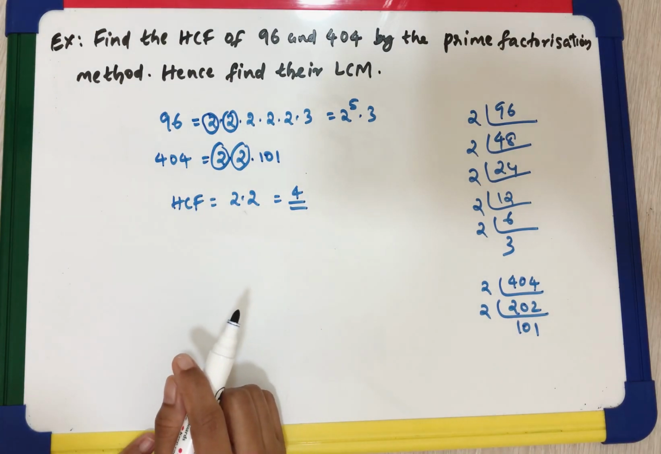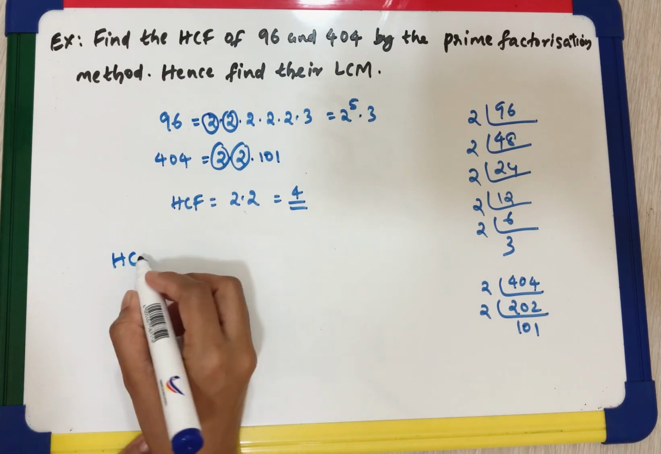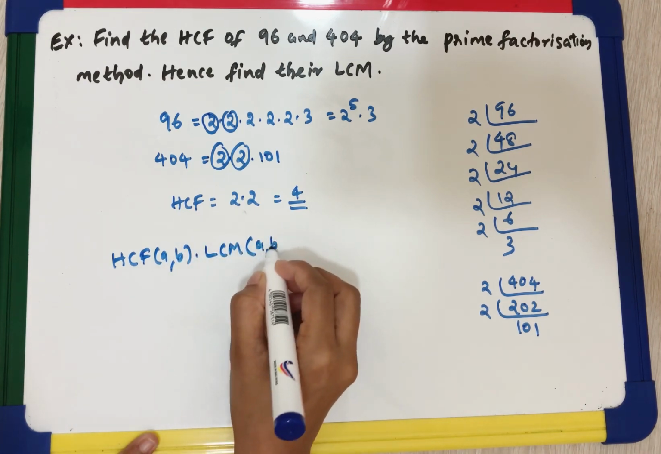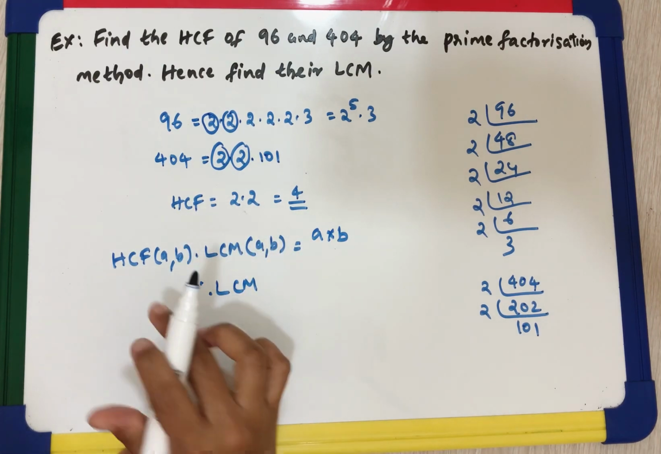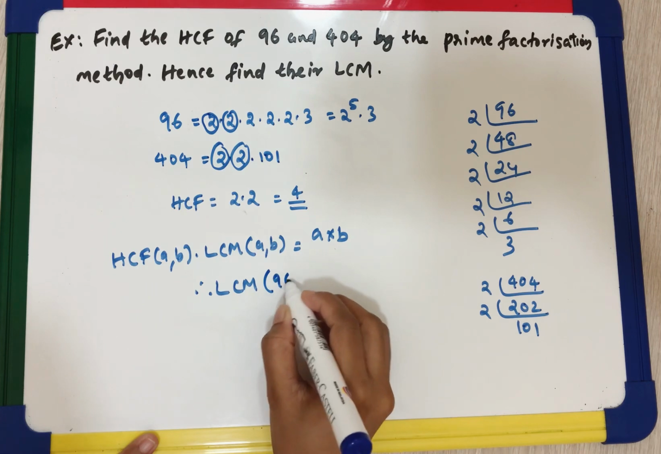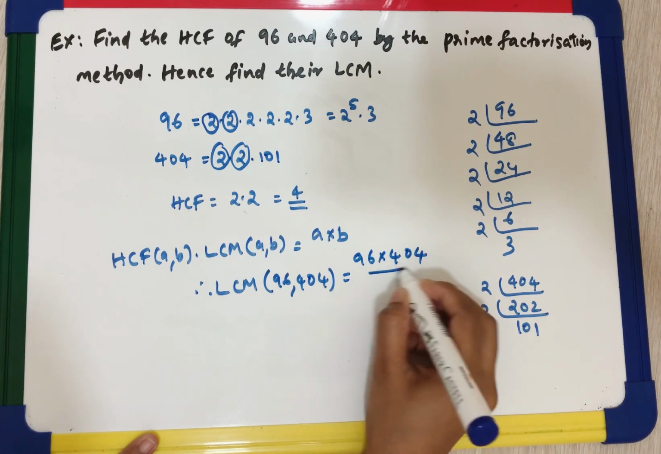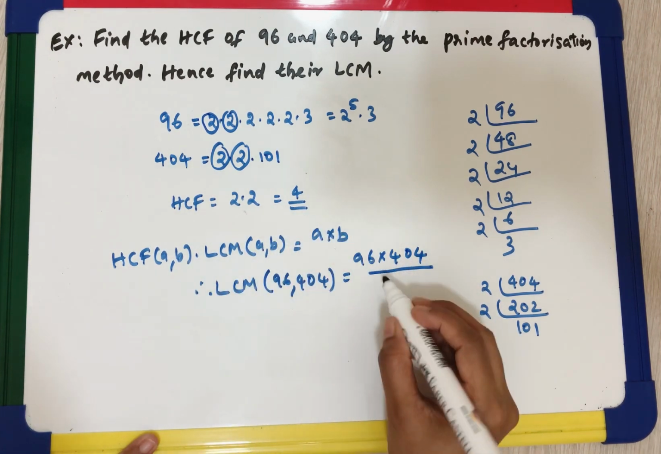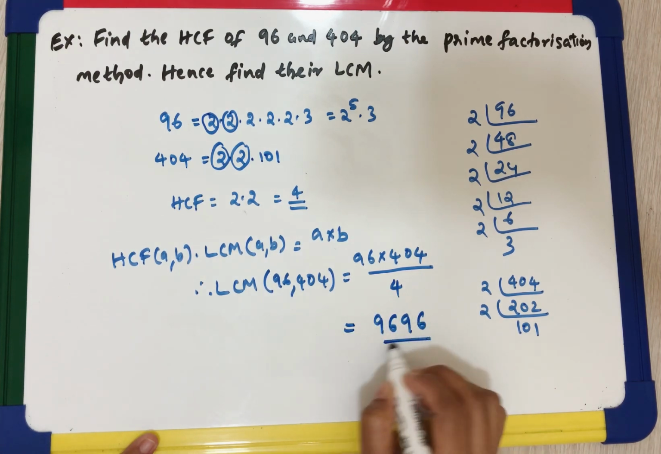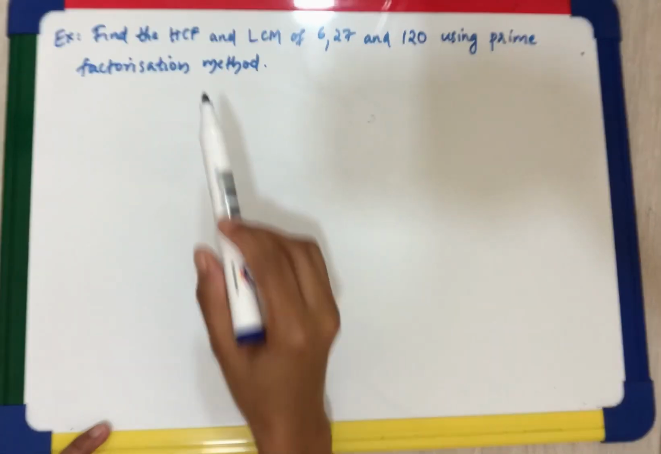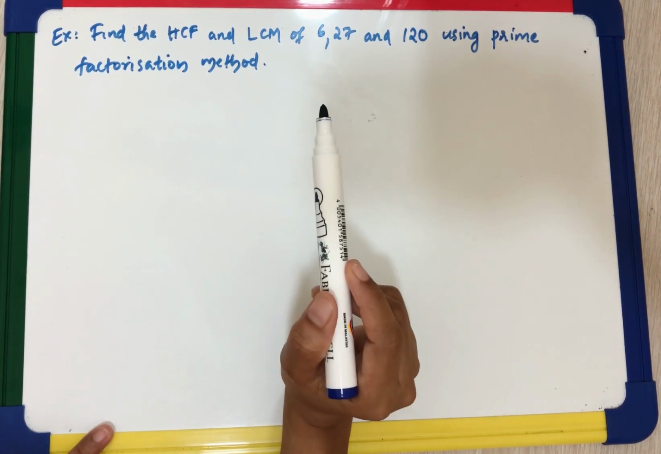To find the LCM, we have for any two positive integers, HCF of ab into LCM of ab is equal to a into b. Therefore, LCM of ab is equal to ab by HCF of ab. That is, LCM of 96 and 404 is equal to 96 into 404 divided by HCF, which is 4, which is equal to 9696.